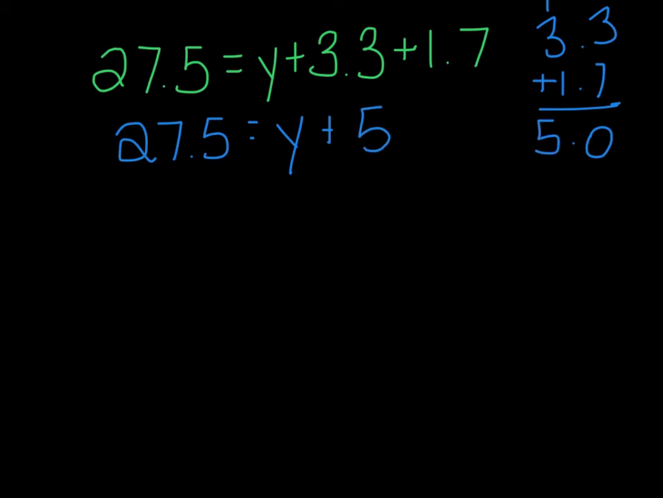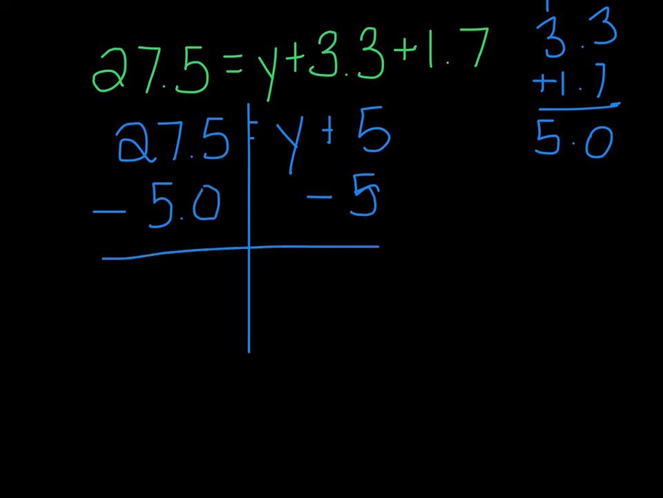So y plus 5. Now, they're adding here. So remember, we always do the opposite of what they do. They're adding, so we're going to subtract in order to keep this balanced. So we're going to subtract 5 from both sides. Here's my line, and I subtract 5 from this side and 5 from this side. Make sure that you line up this decimal point. That's really 5.0, so you can do that if that helps keep it all lined up.